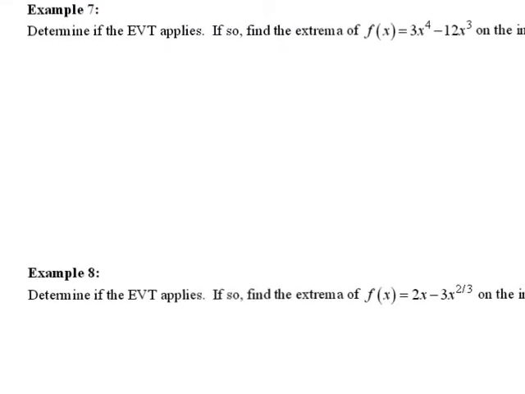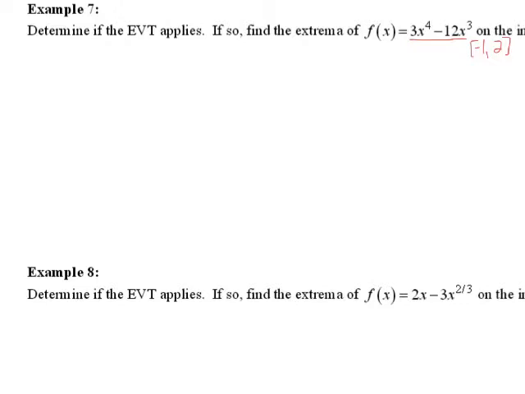Okay, example 7 says, determine if the EVT applies, and we have a polynomial function, and polynomial functions are continuous everywhere, and our interval is closed. The hard bracket -1, 2 is closed. So because our brackets are closed and it's a polynomial, it's continuous on that interval. So the EVT applies, and we can start tackling finding the extrema.